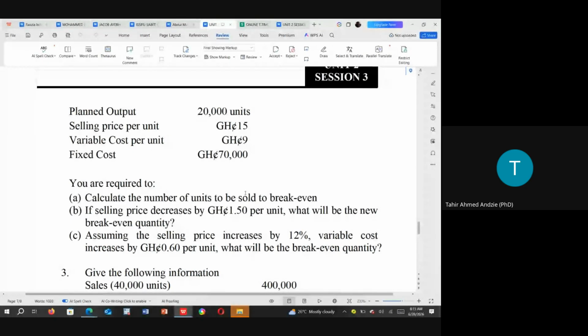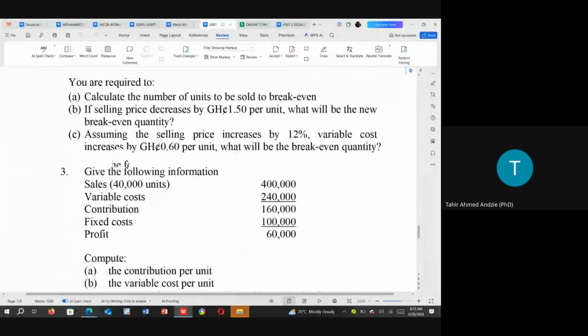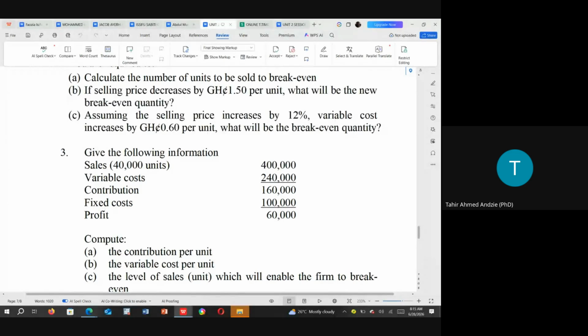Now your new break-even will be 70,000 divided by 7.2 Ghana cedis, and that gives us 9,722 units. Good. Are we all following? Then look at question 3. Very simple.